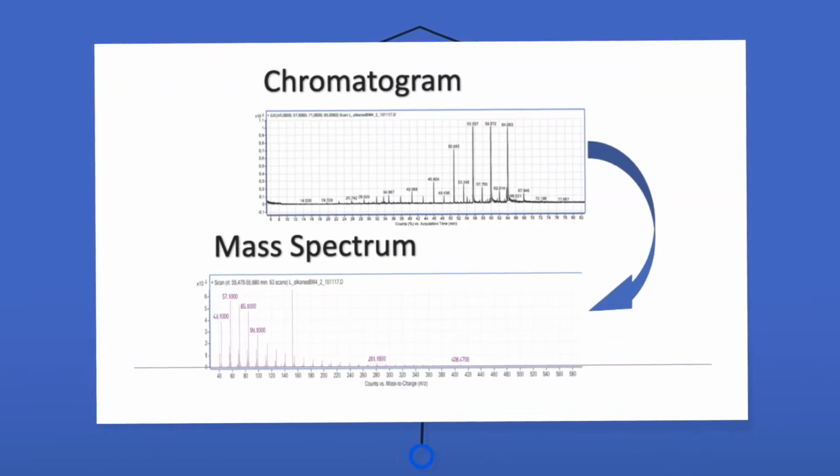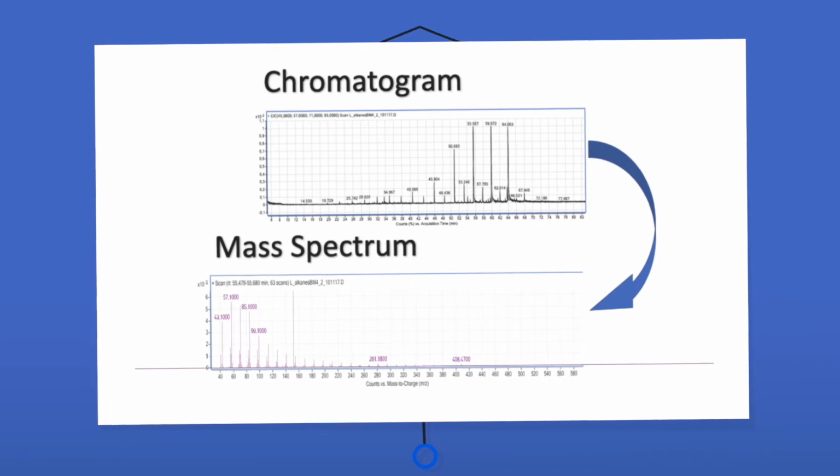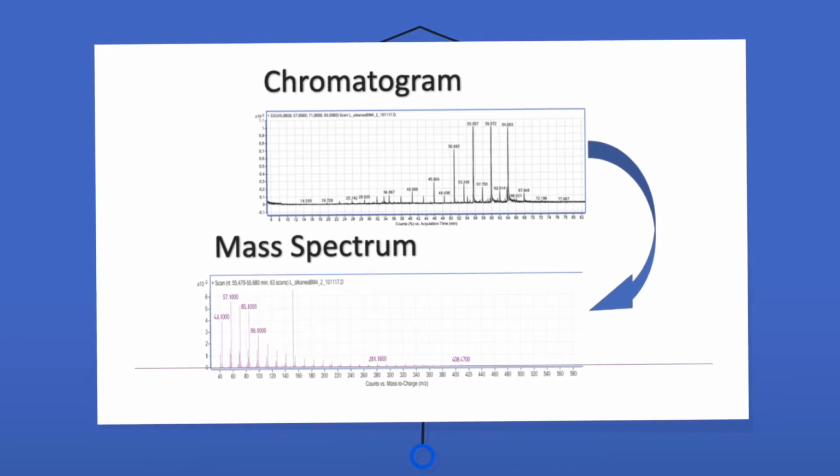In the end, we obtain a graph called a chromatogram. And these graphs show peaks that represent different molecules ordered by their weight, with the light ones at the left and the heavy ones on the right.